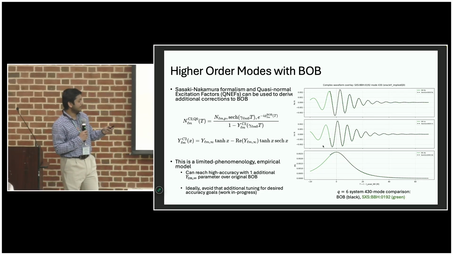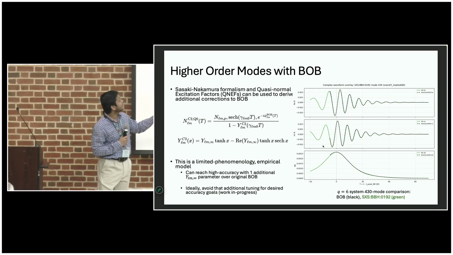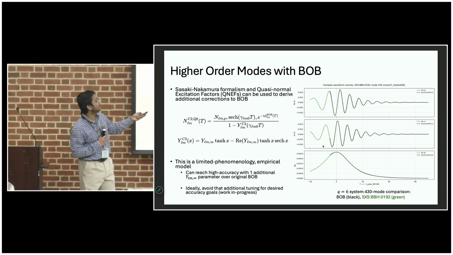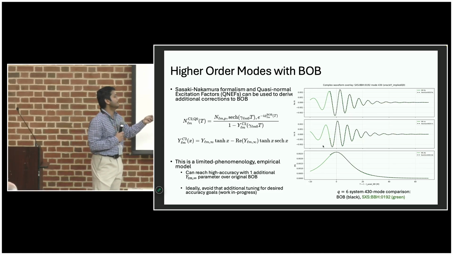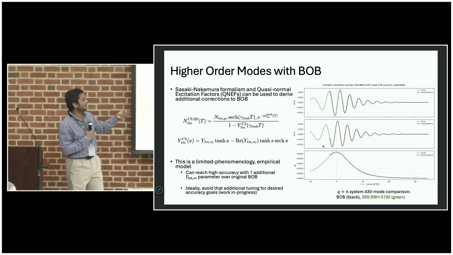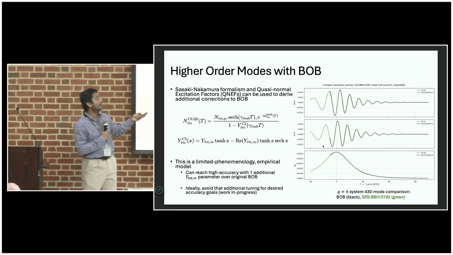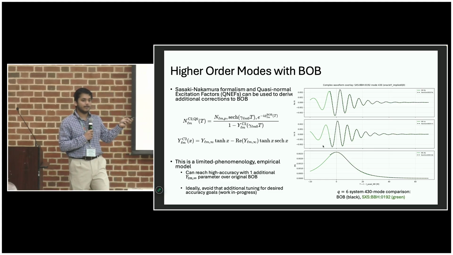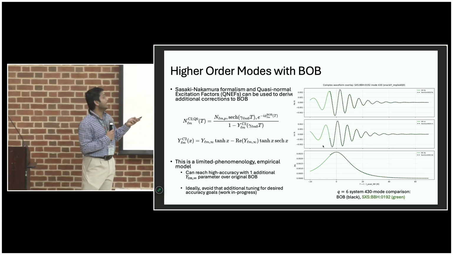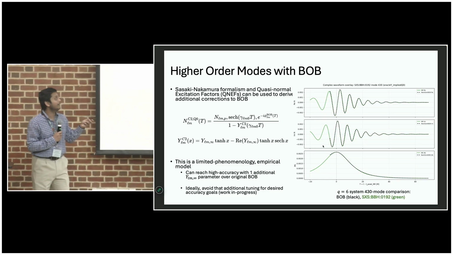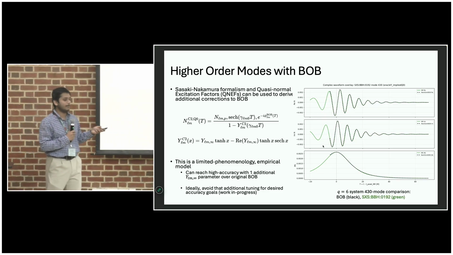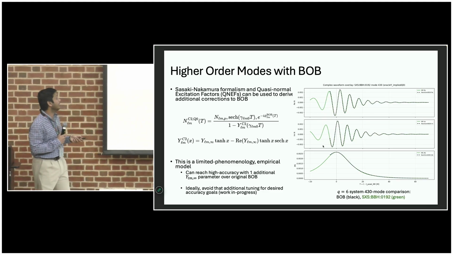Applying this correction, this plot on the right here basically shows the 430 mode for a mass ratio 6 system. This is from the SXS catalog, so green here is SXS, and the dashed black line is the newly improved BOB model. And it works very, very well in modeling the 430, and I'll show you in the next slide the 320 mode as well.